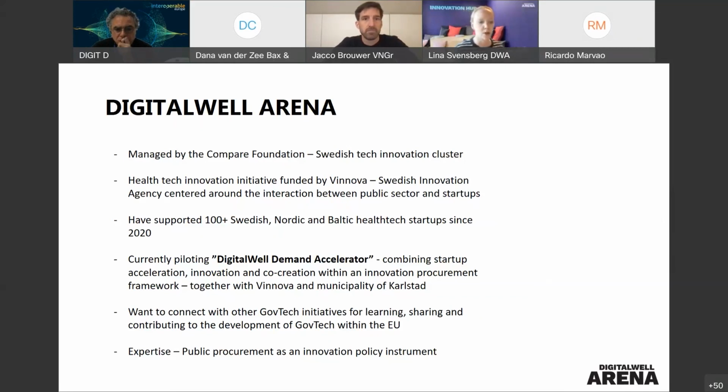So we want to, of course, connect with other GovTech initiatives for learning, sharing, and contributing in general to the development of GovTech within the EU, which this call is just a brilliant opportunity to do. And our expertise is exactly what we're doing now. We're experimenting in practice with ways of using public procurement as an innovation policy instrument, because our belief is that if we could use just a fraction of the public procurement budget to fund innovation within tech, we could get an enormous impact. And we are experimenting with how to actually do that in practice.